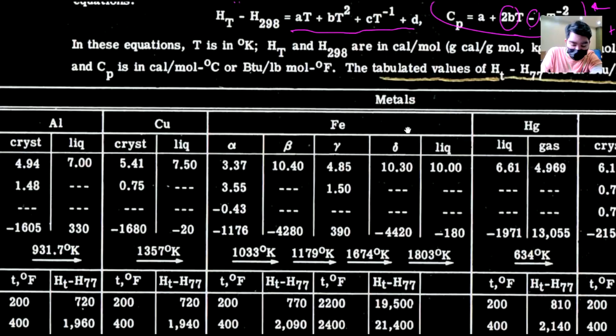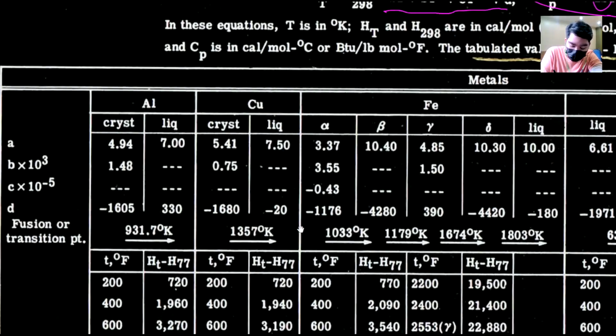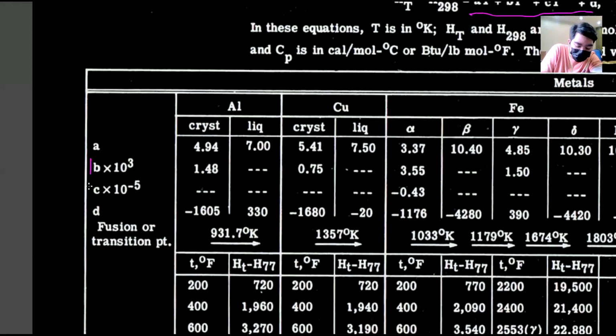Tapos we also look at, isa sa titingnan din natin is itong form. So, you have two equations here, B times 10 to the 3, tsaka C times 10 to the negative 5. So what this means is, yung B times 10 to the 3 is equal to whatever value is nakalagay dito.